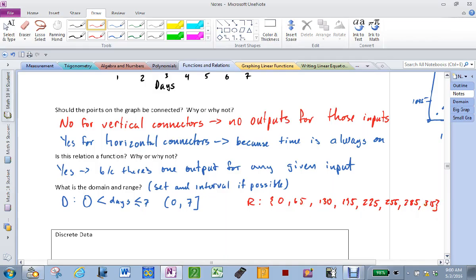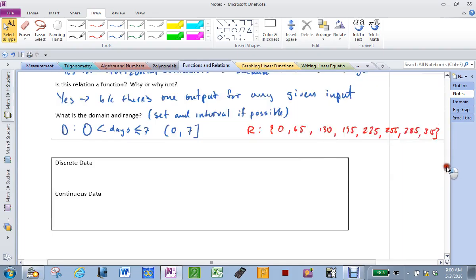Can I do set notation? I've already done it. Can I do interval notation? Why? Because there's no interval. Those are the only options allowed for range. Right? Can I pay $307? No. Because I would have taken it for that extra day. I would have had to pay $315. Everyone understand? Yeah? Everyone's got it? Okay. So now you should be able to come up with a definition here.